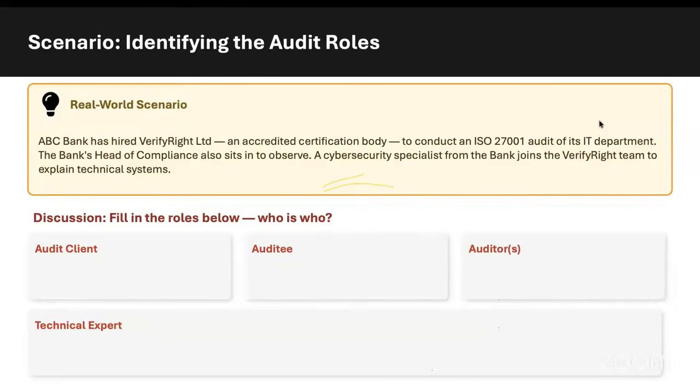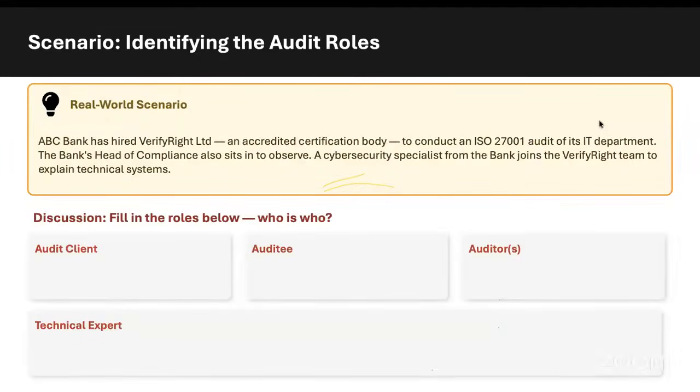Now, if you chose head of compliance as the auditee, you did not get it right. But if your answer is the IT department, that is correct, because in my explanation, I said audit clients invite you to come and audit. It could be in two ways: you could be auditing the entire organization or a part of its process. In this case, ABC Bank has invited Verify to come and audit its IT department. It is saying: I am not sending you to the financial department, you have nothing to do with treasury, you have nothing to do with this product. What I want you to audit is the IT department, and that by default makes the IT department the auditee.